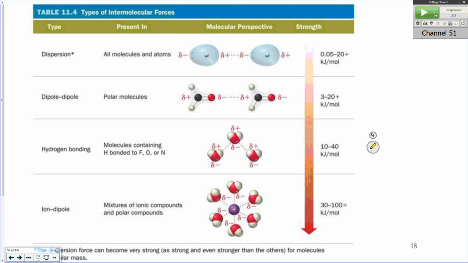So this is table 11.14 in the textbook, and it just gives you an idea of the magnitude of these different types of forces and how they compare on a relative scale to one another. So dispersion forces are typically, with small molecules, only a few kilojoules per mole or less.